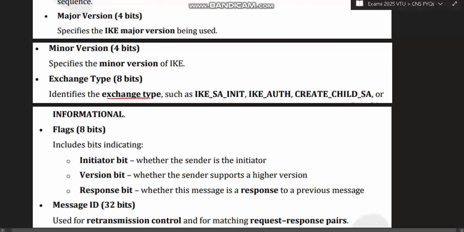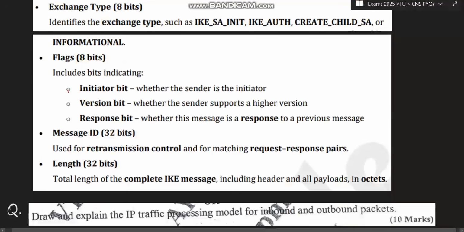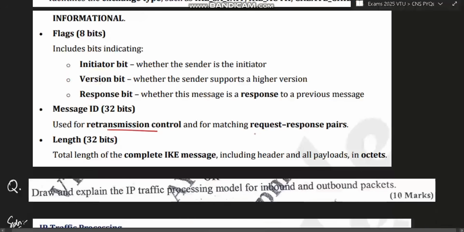Exchange type identifies the exchange type such as IKE SA init, IKE authentication, create child SA, or informational. Next, flags contains the initiator bit, version bit, and response bit. Message ID is used for retransmission control and for matching request-response pairs; the ID of the message will be present. Length is the total length of the complete IKE message, including the header and all the payloads, in octets. So including header and payload, the total length will be present here in octet form.